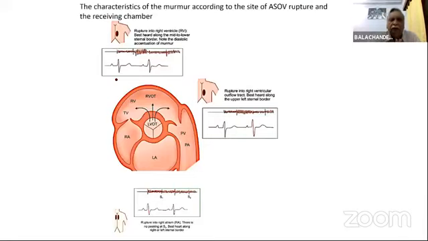So this is the characteristic of the murmur. I'll show you in another very good slide what are the things which have been done. The rupture into the right ventricle is best heard along the mid to lower sternal border. And there will be a diastolic accentuation of the murmur because systole gets a little cut off by the active contraction of the RV. And similarly, you have rupture going into the right ventricular outflow tract. Next slide.